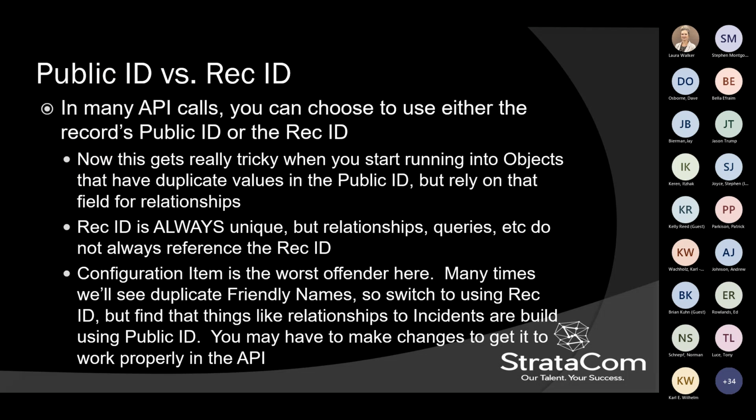Rec ID will always be unique, and one other issue with it is that relationships and queries sometimes do not always reference the rec ID, so sometimes you need to use public ID. Config items and customer are definitely the worst offenders here. But when we switch to using rec ID, we find other things that don't work. It's kind of a hodgepodge. Cherwell didn't necessarily design their workflow tool to work with their API; they built the two separately. So not everything works 100% when you use rec ID relationships instead of public ID. There definitely can be some issues there.